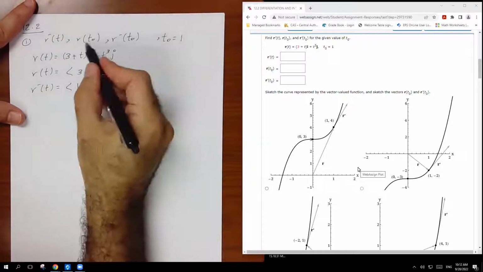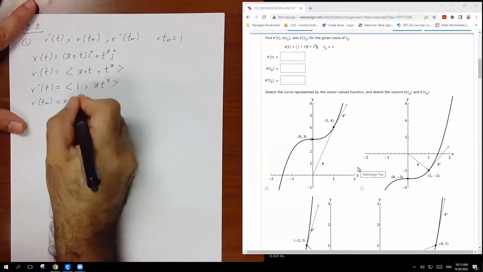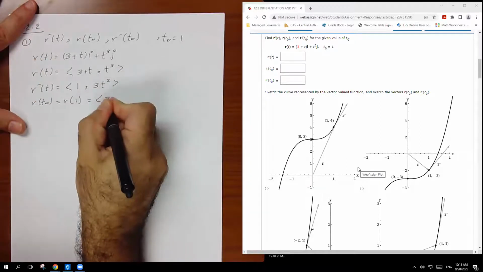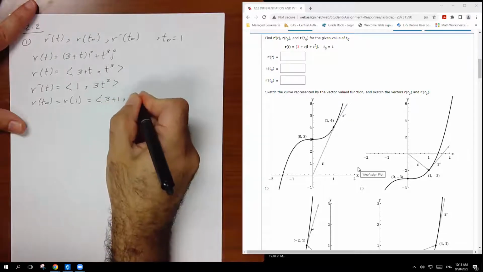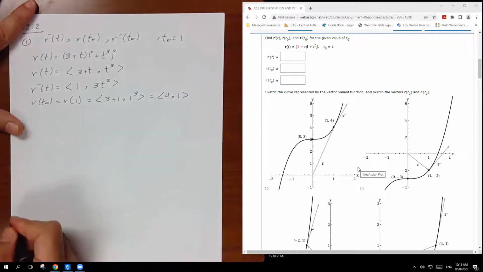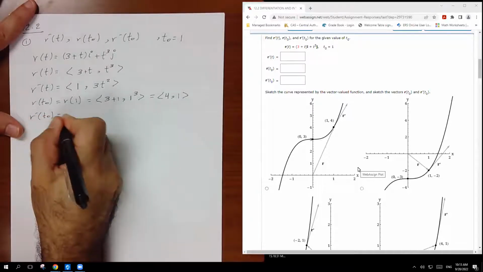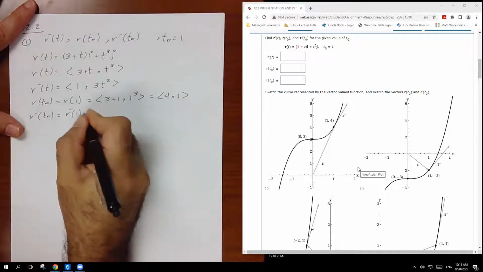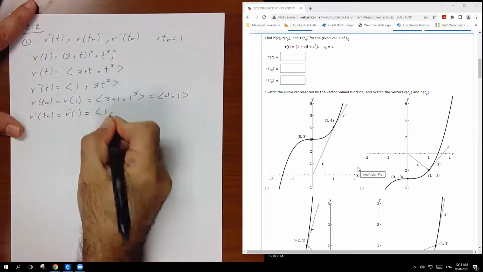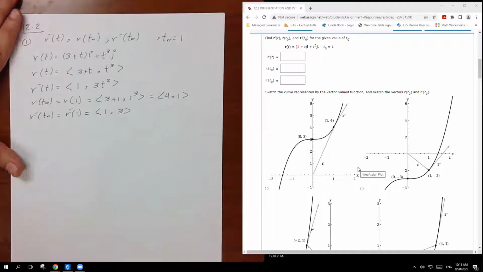Now they ask you to find r of t naught, where t naught is 1. That means I'm going to plug 1 into r of t. So it's going to be 3 plus 1, and 1 cubed. That means it's going to be 4 and 1. This is the first one. r prime of t naught is r prime of 1, and now I'm going to plug 1 into the derivative. So the first component is 1, and the second one is 3. That's what they ask you.